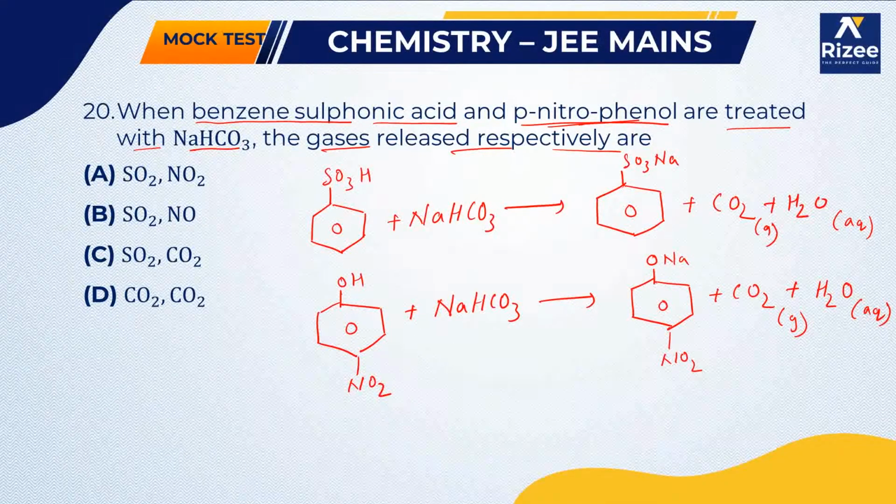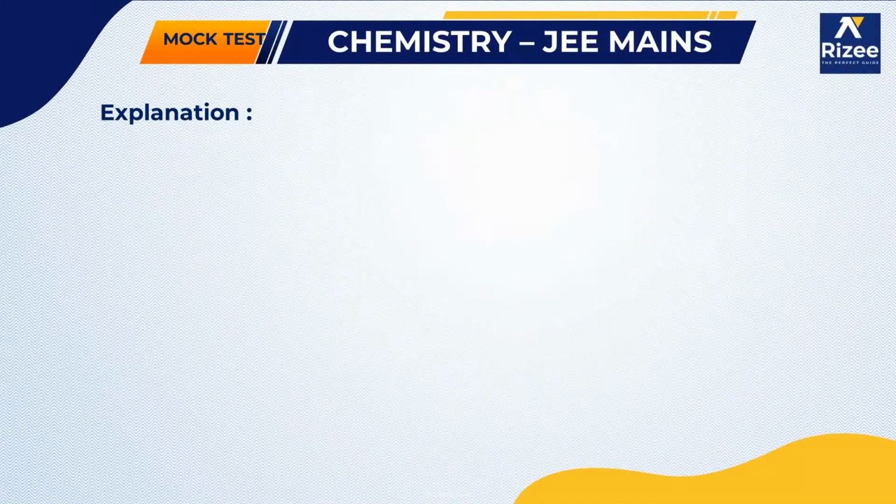So what is it asking? The gases released respectively are. With benzene sulfonic acid, the gas is carbon dioxide, and with paranitrophenol, the gas is carbon dioxide. In both the cases you can see the gases are carbon dioxide. So our option is the fourth option. Okay then.